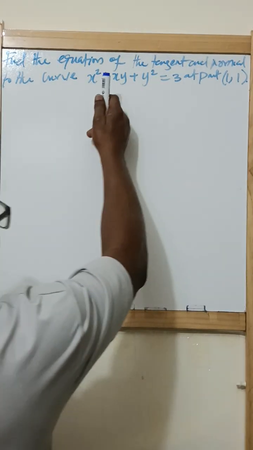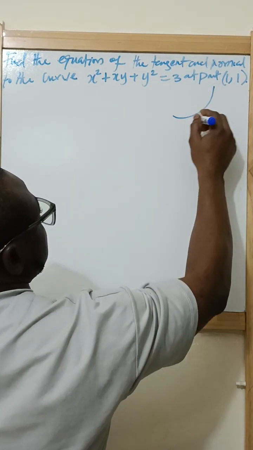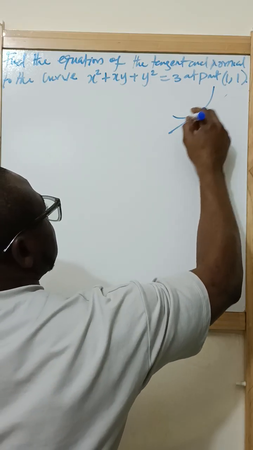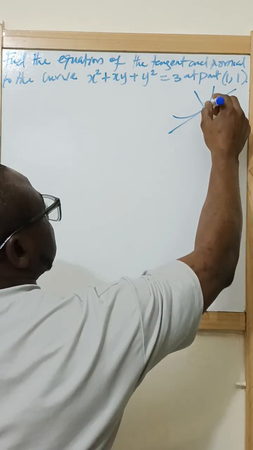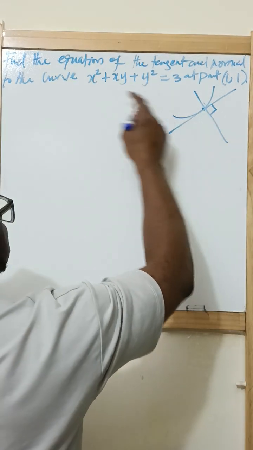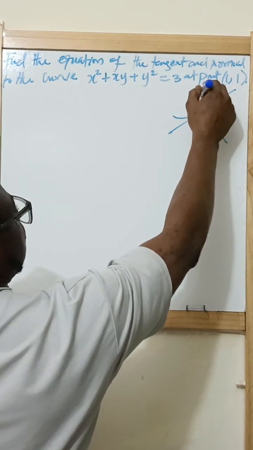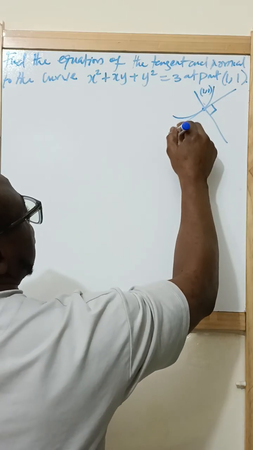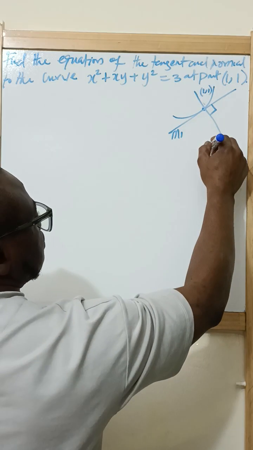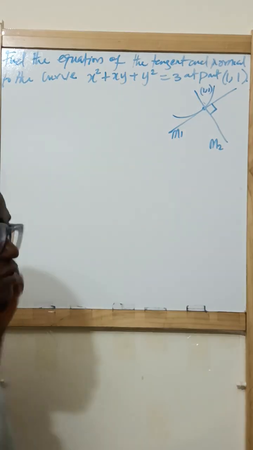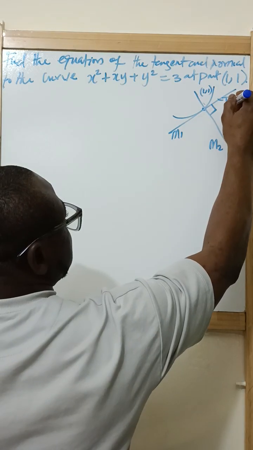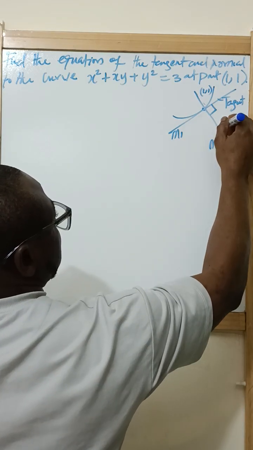We know we have this curve. The curve will be like this. There is a tangent and there is a normal, right? This is the curve and the point is (1, 1). So m1 is the gradient of the tangent, m2 is the gradient of the normal, right? So we call this one the tangent, and this is the normal.